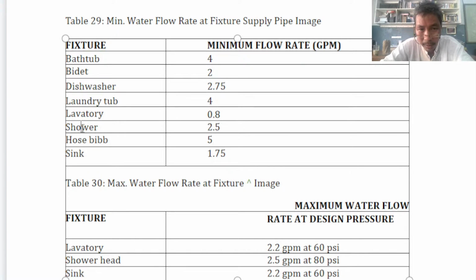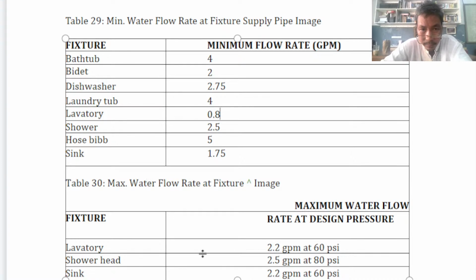Shower, we only need about 2.5 gallons per minute. Take note, lavatory and sink are the least. For example, kitchen sink, that is one type of sink. That is only 1.75 gallons per minute. The lavatory, again, is 0.8. Okay. What about maximum?